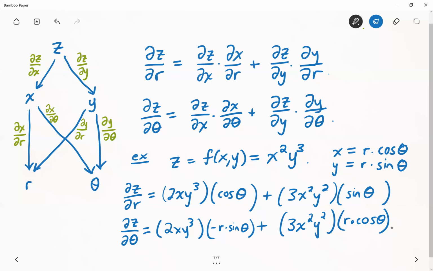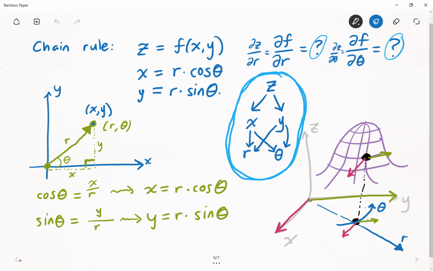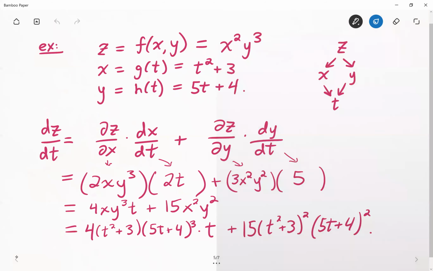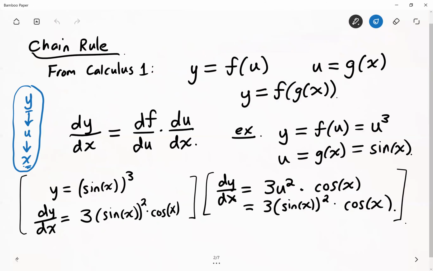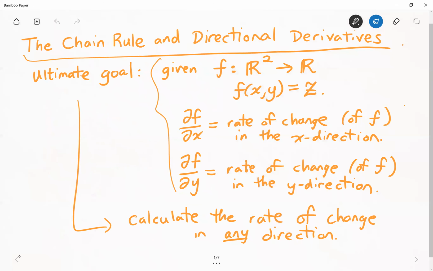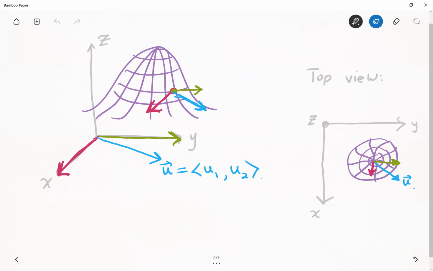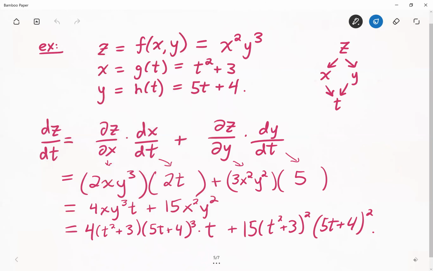But as you might recall from the beginning of this video, let's flip all the way back. What we're really interested in is something called directional derivatives. So far, we've learned about something called partial derivatives. Partial derivatives give you the rate of change in a specific direction, along the x-axis or along the y-axis, if you just change a single value. But what we really like to do is calculate the rate of change in any direction. And it turns out, perhaps somewhat surprisingly at first, that the chain rule will actually help us to do that.